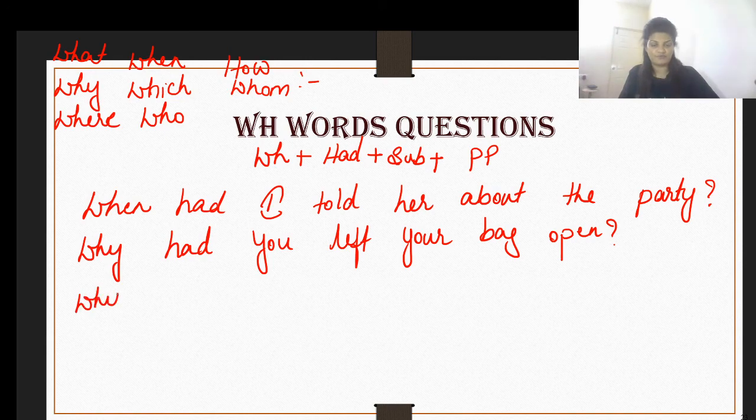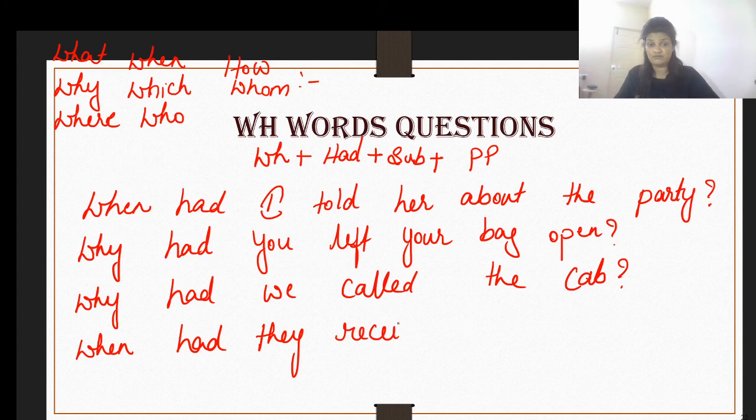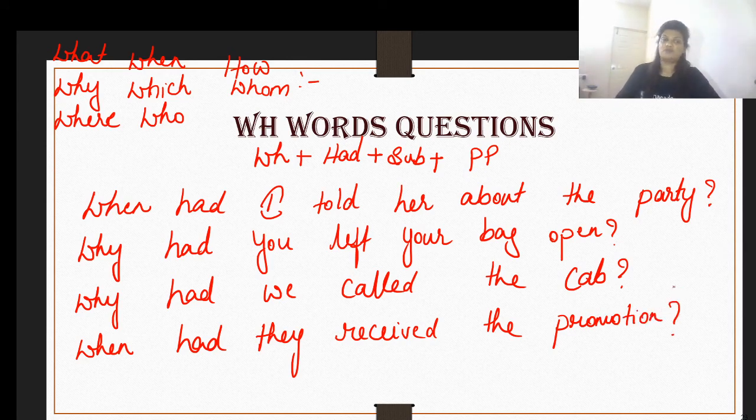Next is, why had we called the cab? Next is, when had they received the promotion? The promotion, question mark. When had they received the promotion? So we have the WH words over here. According to the way you are trying to express yourself, you can change it accordingly, but the sentence structure still remains the same. WH word, had, subject, and past participle. There you have it.